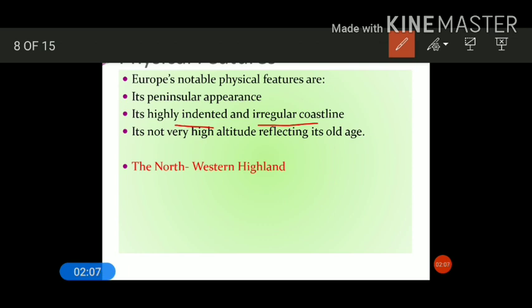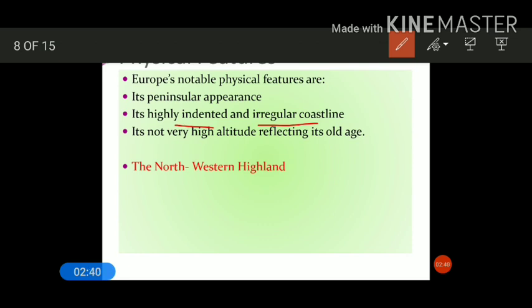Now it is not of very high altitude, reflecting its old age. During glacial erosion, the continuous erosion made by ice or the movement of glaciers has reduced the height of these mountains. Because of its low height, it resembles old fold mountains. There are many old fold mountains in Europe, and we'll be discussing one by one the main physical divisions of Europe.